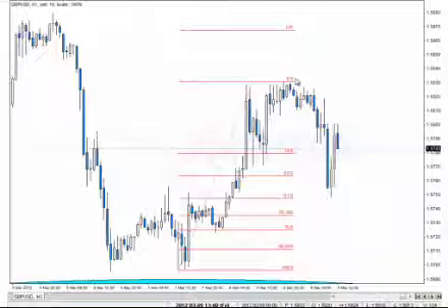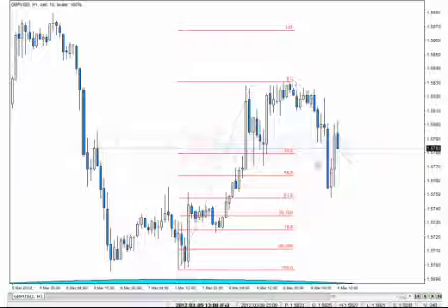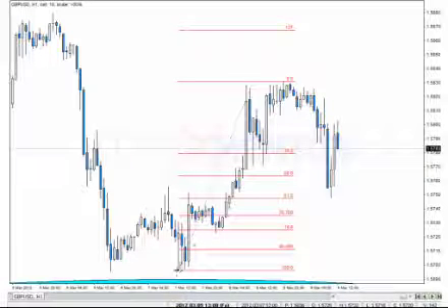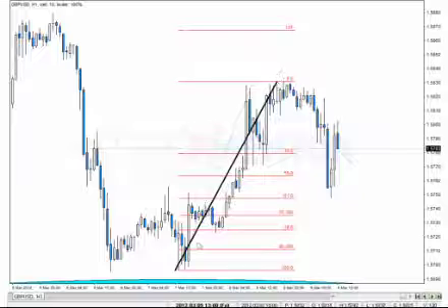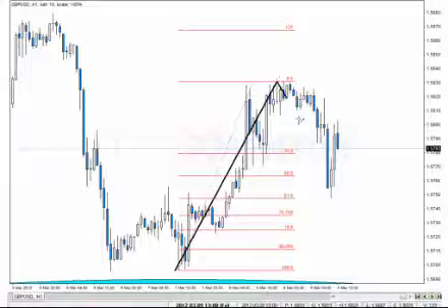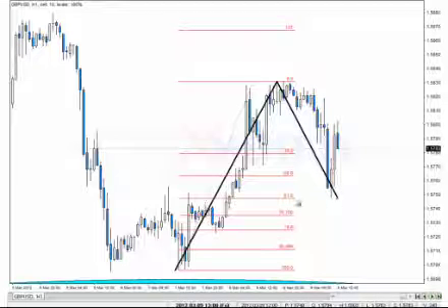Now, as with the butterfly, we're also looking for very specific retracements. So I'm looking for a 62% retracement for the crab pattern. And we just trace this in for you. So we've rallied off the lows. We've then retraced all the way down to that 62% Fibonacci level. And then we've started to rally.